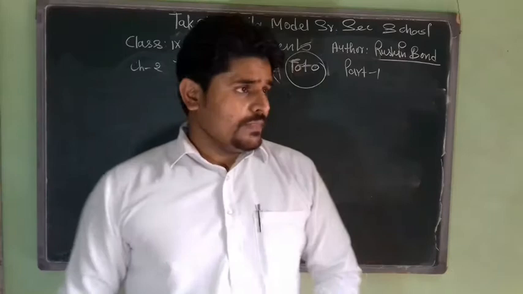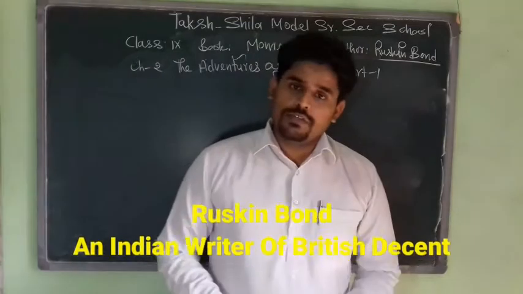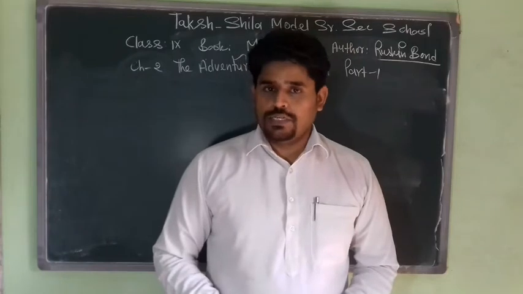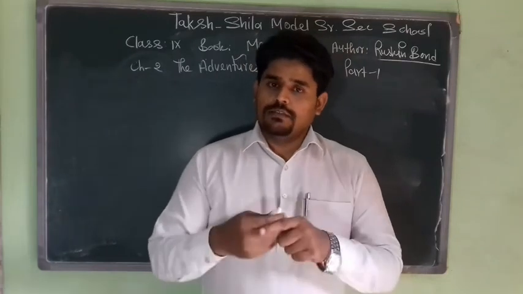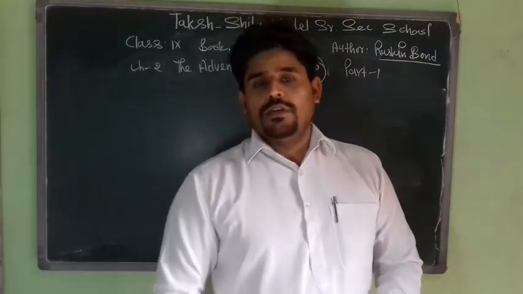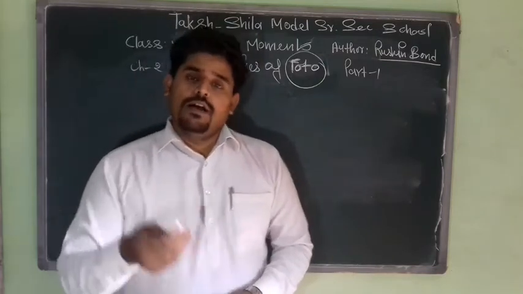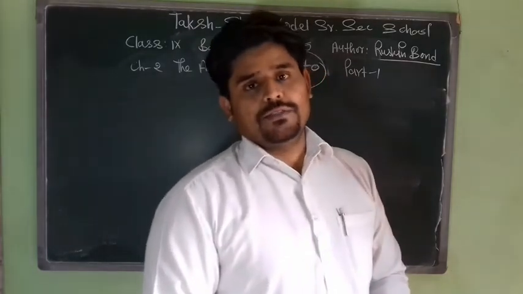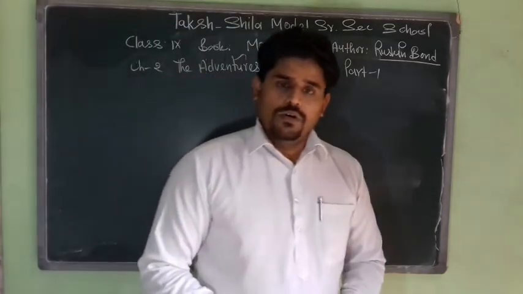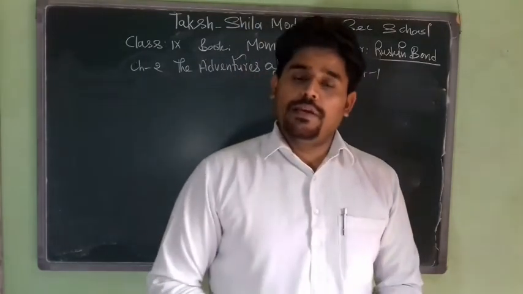So students, secondly, we have the author's corner, and Ruskin Bond is the author of this chapter. Ruskin Bond was a 20th century Indian writer of British descent. He was born in 1934, and the most interesting thing about the author is that he has written many of his works for children, and many of his works have been included in academics, especially for children, right? And he is also living in present day. He's alive and he lives in Mussoorie, India.